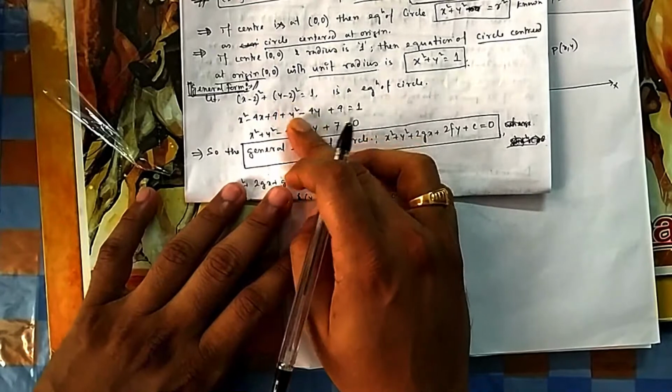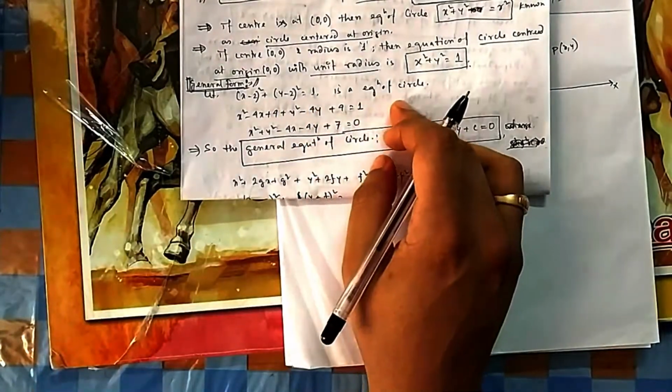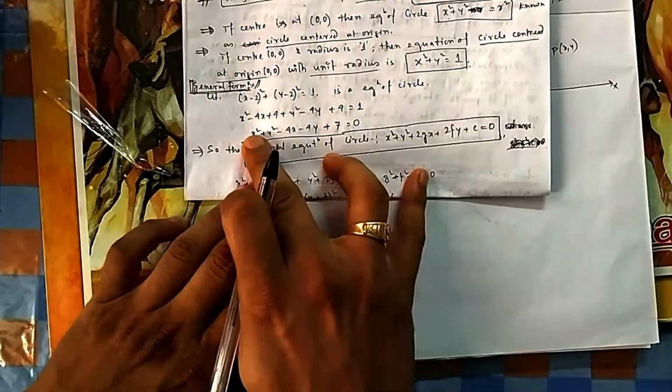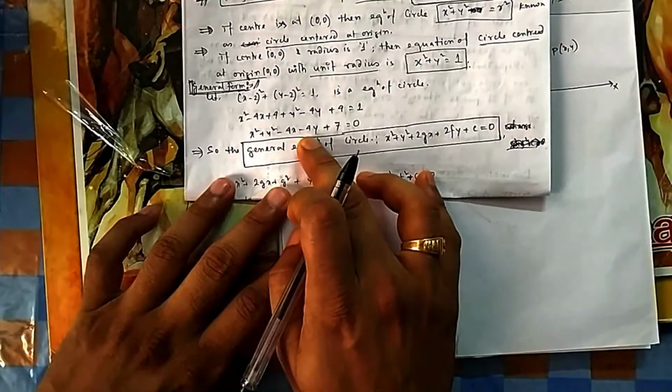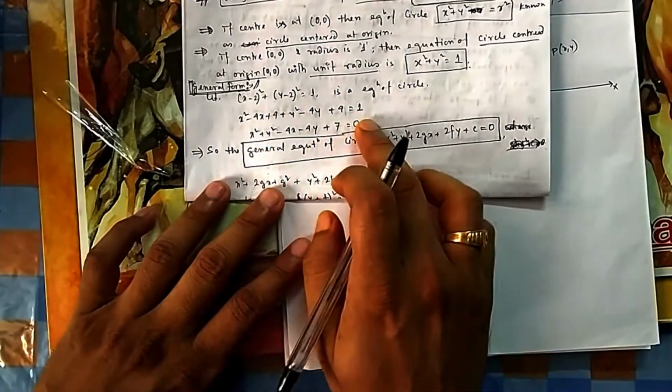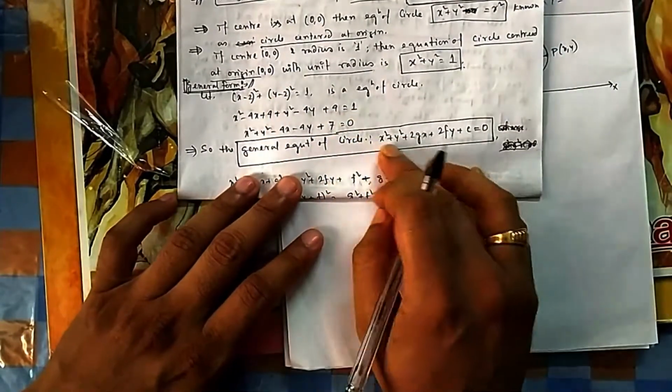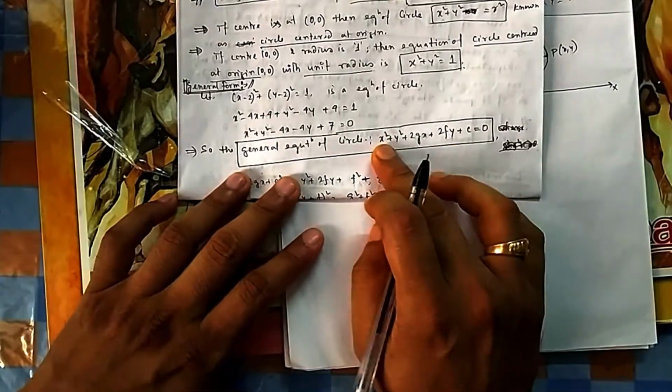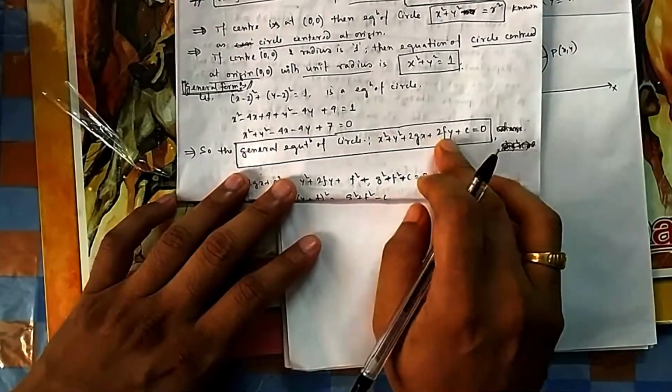Till now what we have learned is (x - 2)² + (y - 2)² = 1. This is the equation of the circle. If you open it, it will look like this: x² + y² - 4x - 4y + 7 = 0. So the general equation is given in this format. This is the format through which you represent a general equation of a circle.